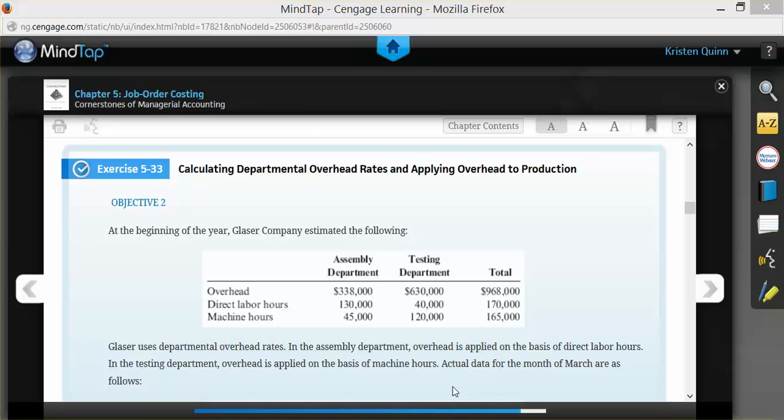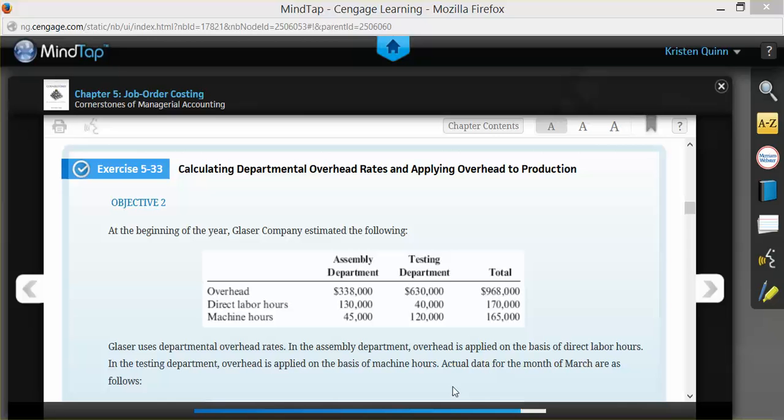To exercise 533, which can be found in your textbook on page 216. In this example, we're going to talk about how to calculate departmental overhead rates and apply that overhead again to the production and calculate a variance. In this example, they give us information about what the company had estimated for the coming year. They have two different departments, the assembly department and the testing department. They give us that their overhead is estimated at $338,000 in the assembly department and $630,000 in the testing department.